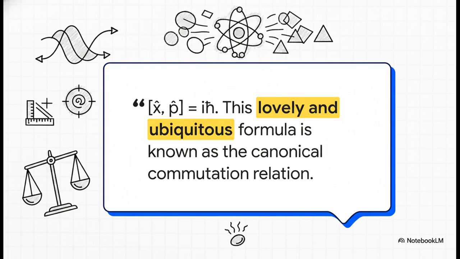Now, this is not just some mathematical curiosity. This one little equation is basically the weird beating heart of quantum mechanics. It means that position and momentum don't commute. The order you apply them in matters, and physically that means they are what we call incompatible observables. You cannot, even in principle, know the exact position and the exact momentum of a particle at the same time. This simple formula is the mathematical seed from which the entire Heisenberg uncertainty principle grows.